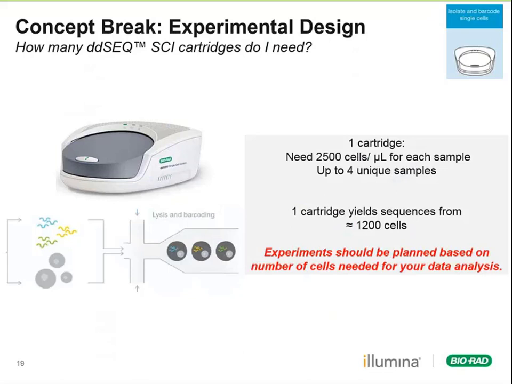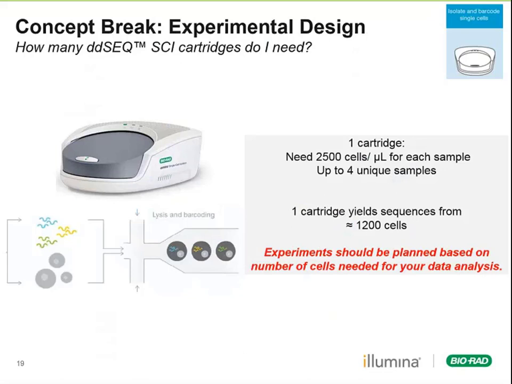Let's take a moment before we go through the rest of the workflow to consider how many cartridges you might want for your experiment. So we know that one cartridge supports up to 4 unique samples. You could also run one sample across all the 4 optional wells. For each sample well, we're going to need to load a concentration of 2,500 cells per microliter. From the total cartridge, we're going to get about 1,200 cells. Now, this number is going to vary with your cell type and lab workflow. You may certainly see higher, but this is a great starting point for your experiment.